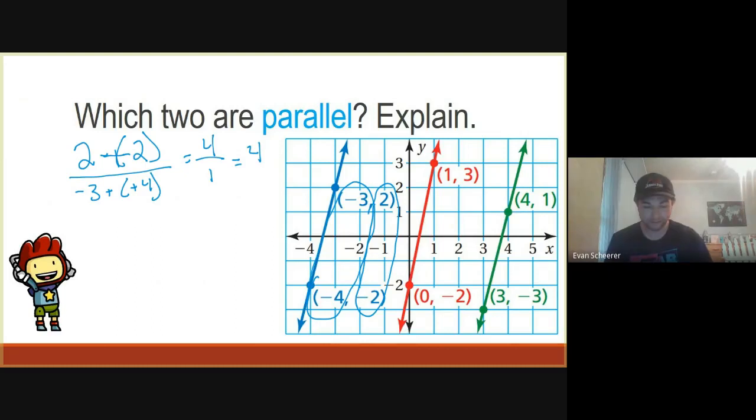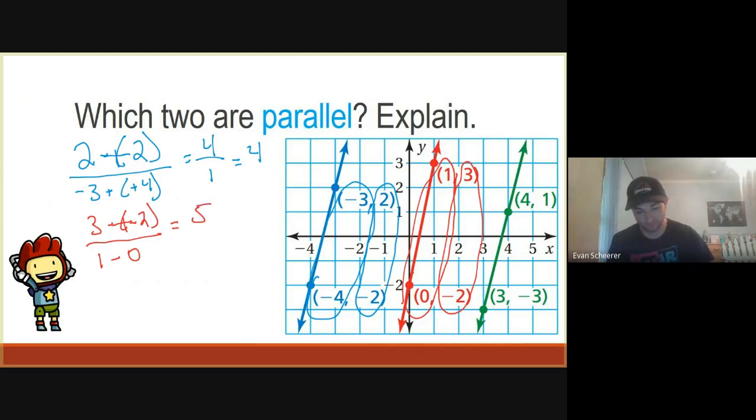All right, let's do red now. So 3 minus -2, we're going to do first. 3 minus -2 over 1 minus 0. Remember, we need to be consistent. Since we're using this 3 first, we need to use the 1 first. So 3 minus -2 is the same as 3 plus 2, which is 5, over 1 minus 0 is just 1. So 5 over 1 equals 5.